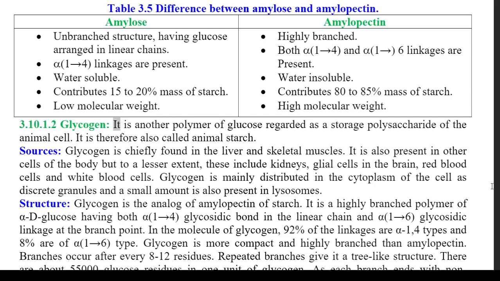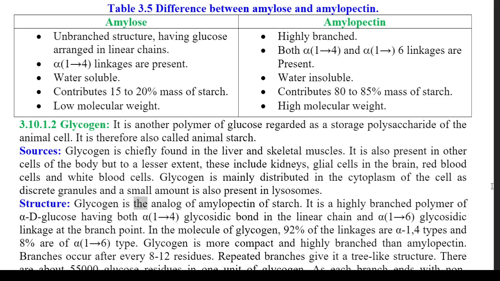3.10.1.2 Glycogen. It is another polymer of glucose regarded as a storage polysaccharide of the animal cell. It is therefore also called animal starch. Sources: glycogen is chiefly found in the liver and skeletal muscles. It is also present in other cells of the body but to a lesser extent. These include kidneys, glial cells in the brain, red blood cells and white blood cells. Glycogen is mainly distributed in the cytoplasm of the cell as discrete granules, and a small amount is also present in lysosomes.